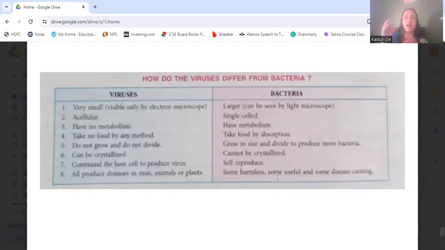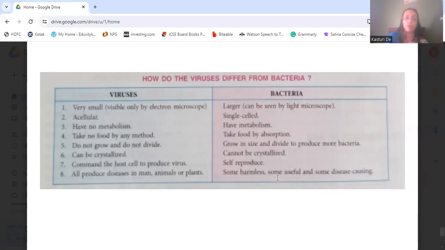Single-celled means they have a cellular structure like an animal cell or a plant cell, that is, a bacterium is a cell, but viruses are acellular, that is they do not have a cell like that, because they can be crystallized also. So they have this non-living character also. Then viruses have no metabolism, bacteria have metabolism, but when viruses stay inside the host, they behave like a cell, and there is also some metabolism inside the virus.